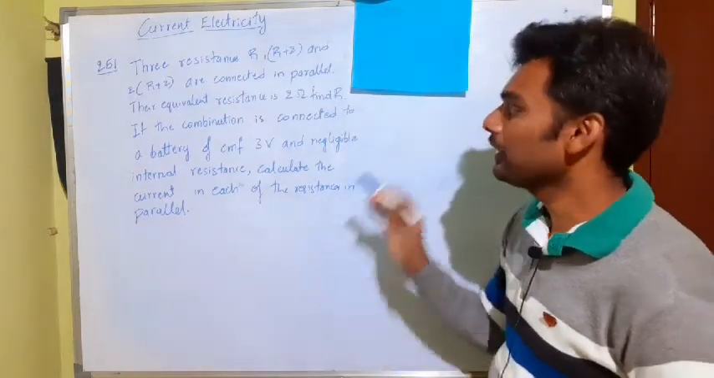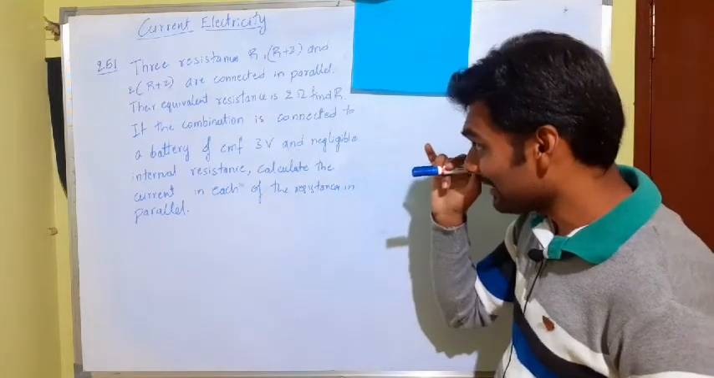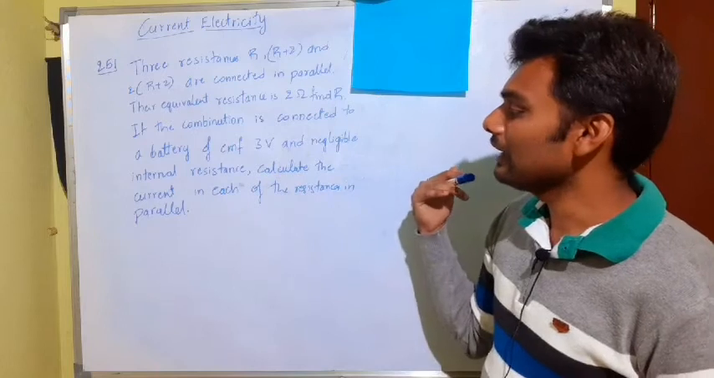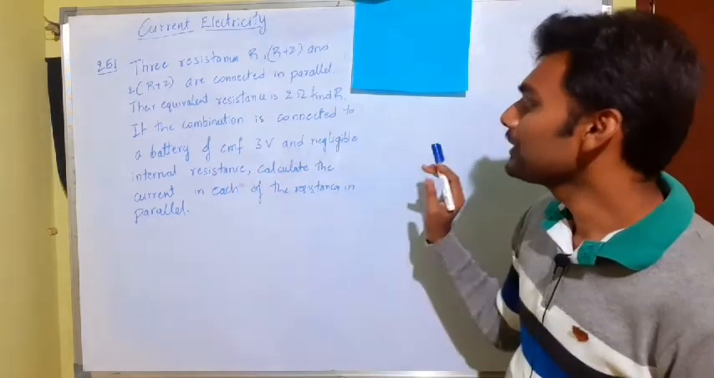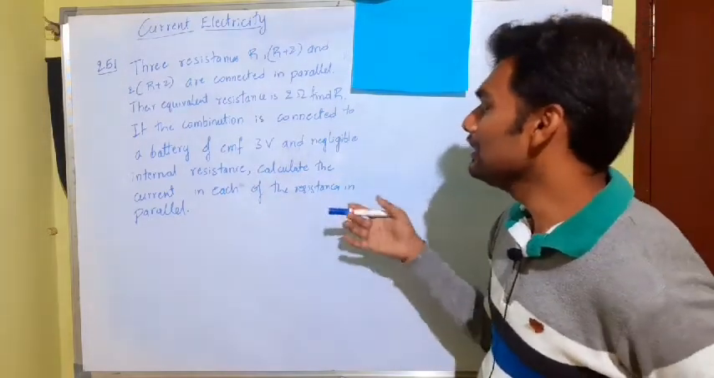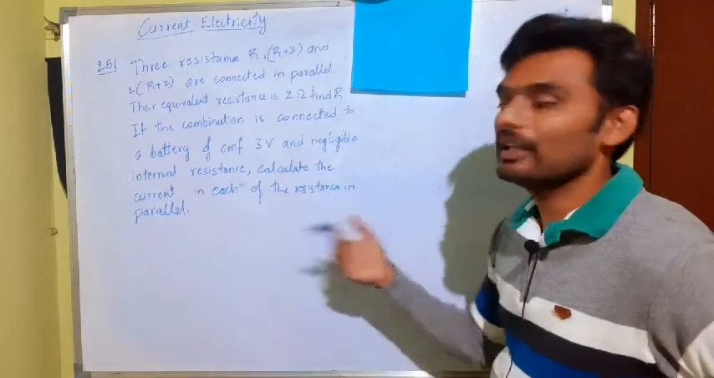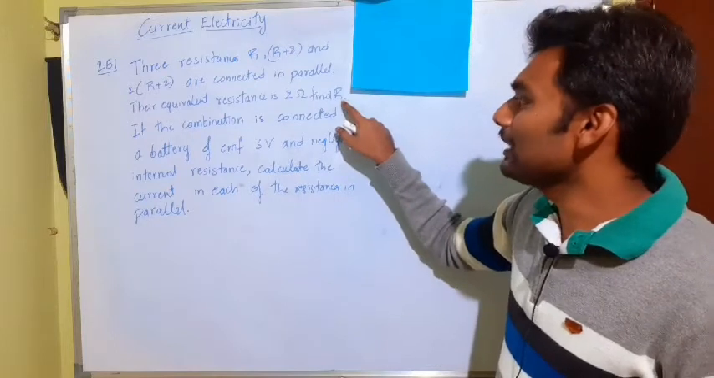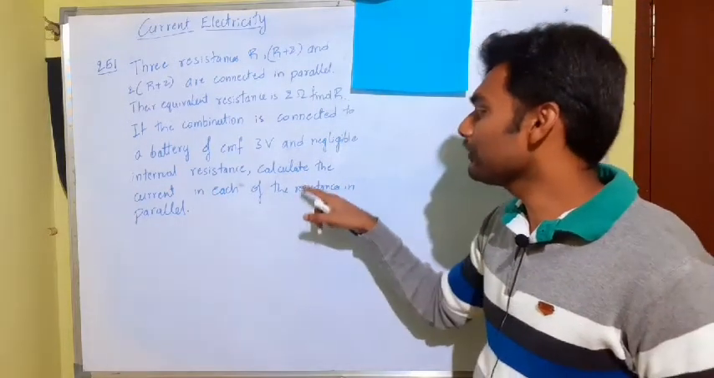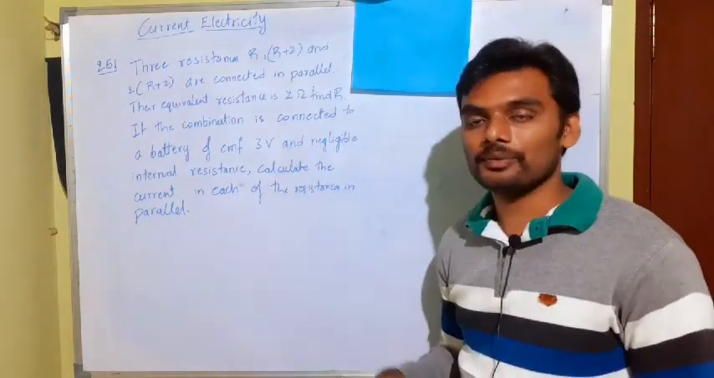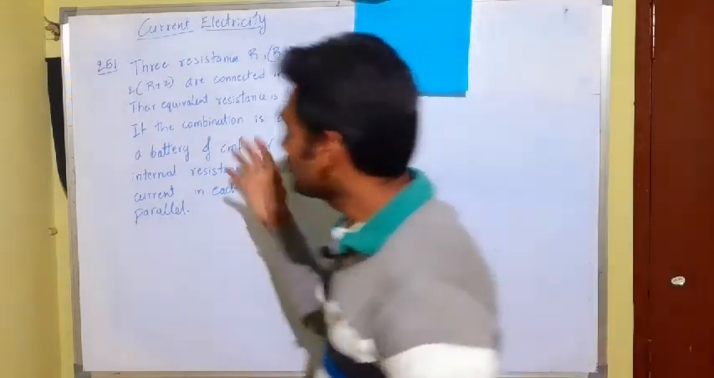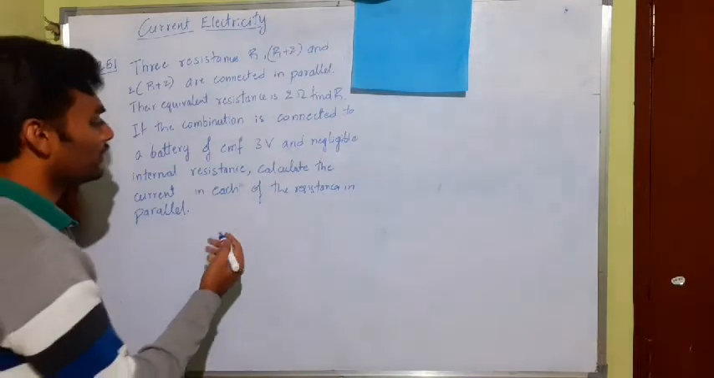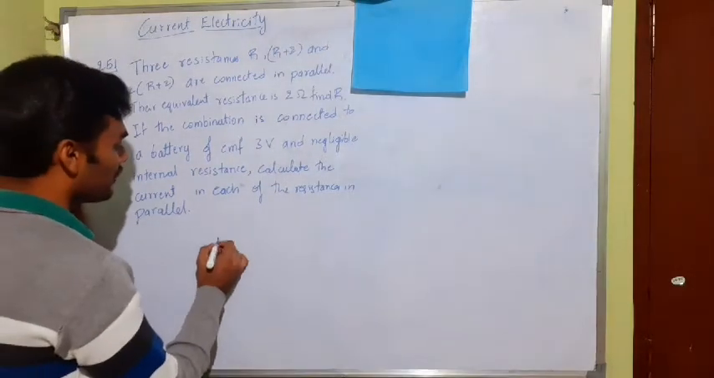Now, if the combination is connected to a battery of EMF 3 volt and negligible internal resistance, calculate the current in each of the resistances in parallel. Again the question has two parts in it. The first part is finding R, then the second part is finding the current in each resistance. First, let me draw the circuit. How does it look like? Here in this question they are not giving you the circuit. We should draw the circuit.